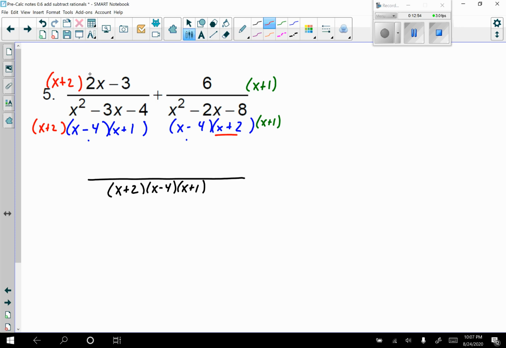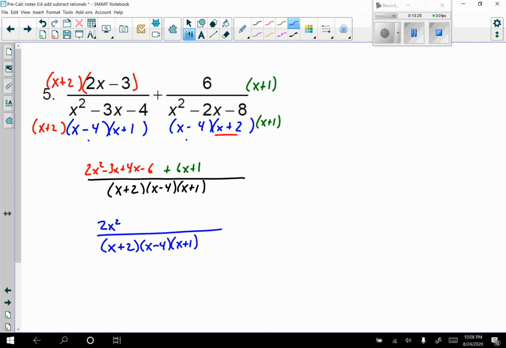First fraction. Make sure you distribute these. FOIL this out up here. So this is 2x squared, we got minus 3x plus 4x, and minus 6. The green one, we've got plus 6x plus 1, and we can combine some like terms on this. Same denominator, don't forget about that. We know it's going to remain the same till the end, but don't forget it. We've got 2x squared, minus 3 plus 4 is x, plus 6x is 7x, minus 6 plus 1 is minus 5. Always see if you can factor.